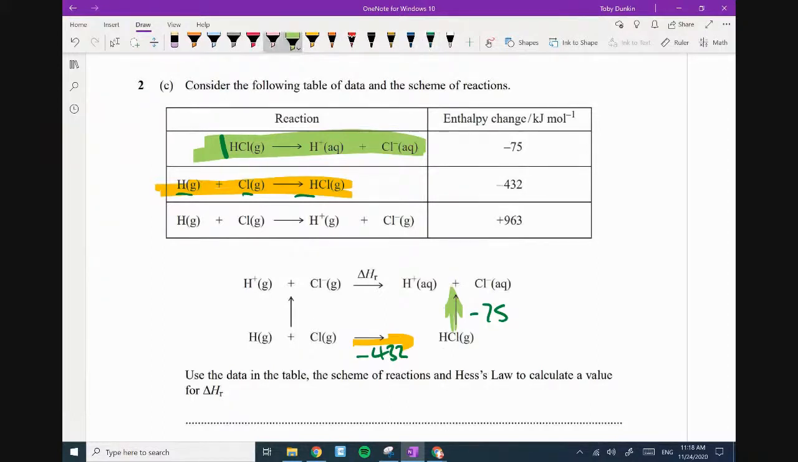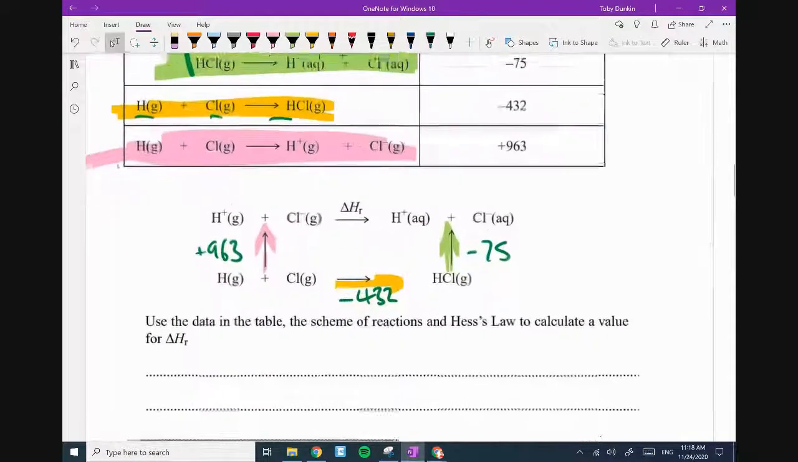Next. I've done green. I've gone for pink. So I need this one. So where's H gas? There's the H gas going to H+ and Cl- gas. There's that one. So there's my pink arrow. Right. Apply my number. The numbers all add up in the equations. This is good. So I can now go green and go plus 963. Very endothermic. Wow. Very, very endothermic.